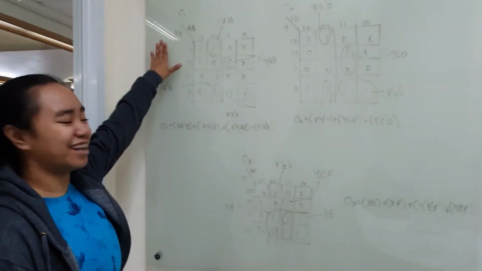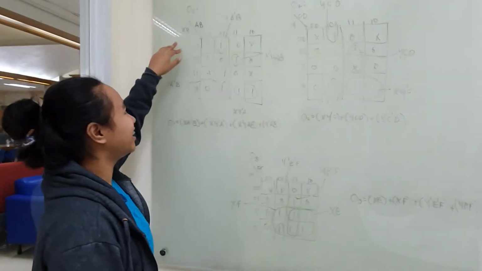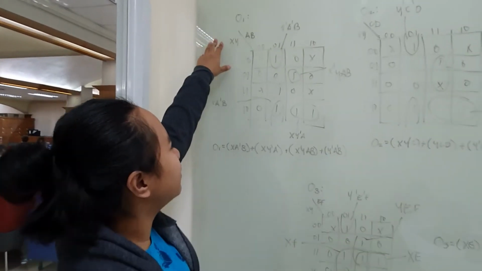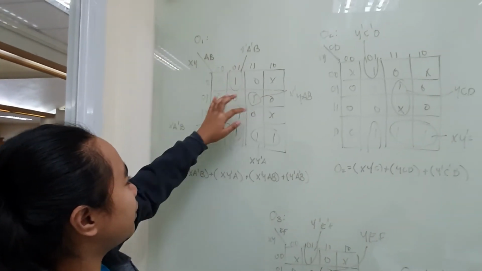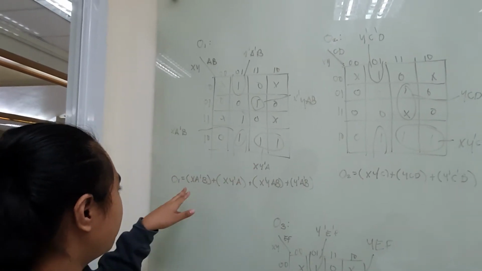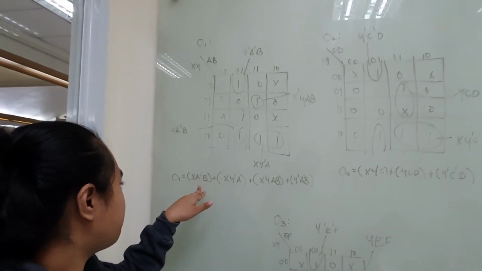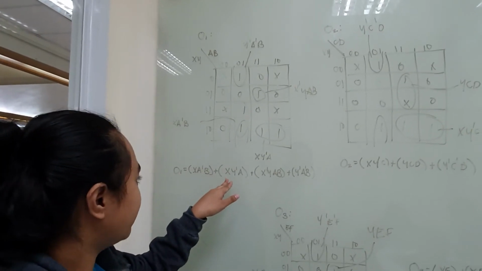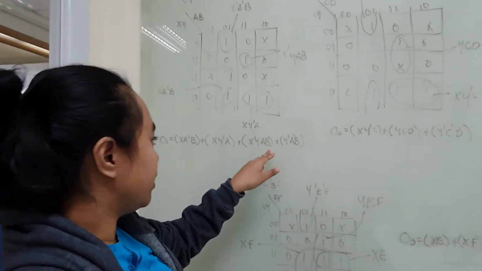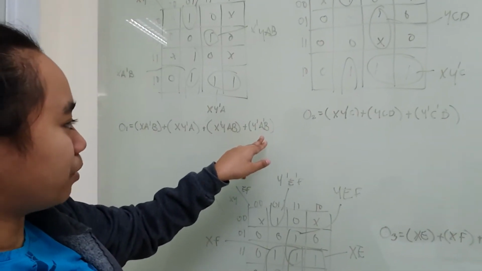This is our K-map based on the truth table earlier. So this one is the K-map of output 1. These are the groupings based on that, which shows us the equation of xa prime b plus xy prime a plus x prime yab plus y prime a prime b.